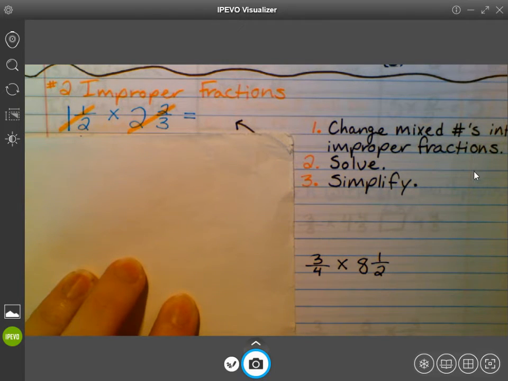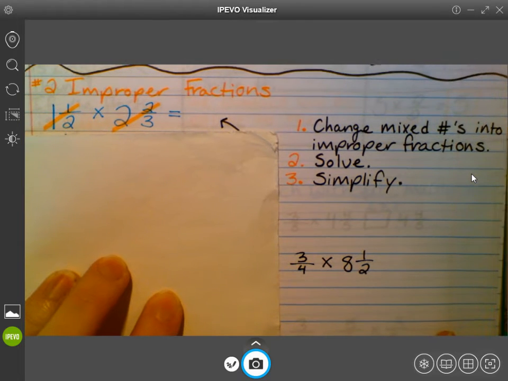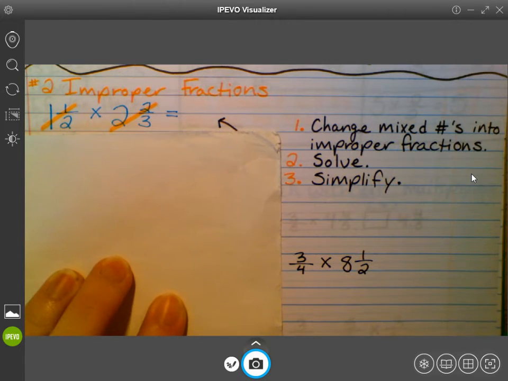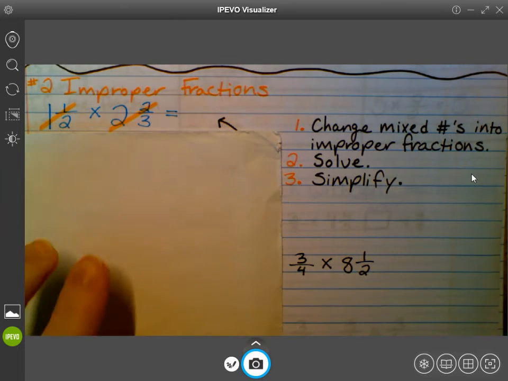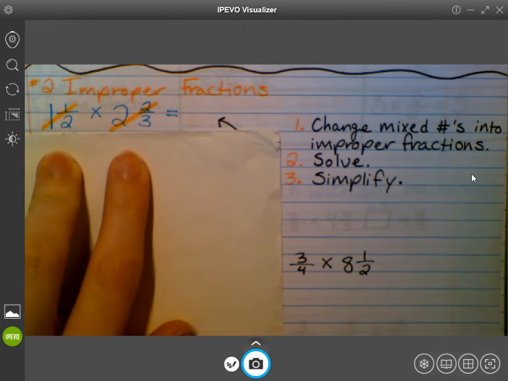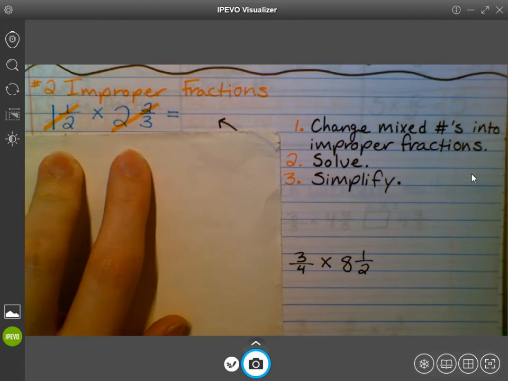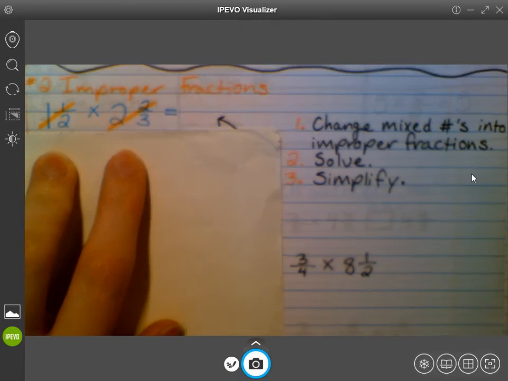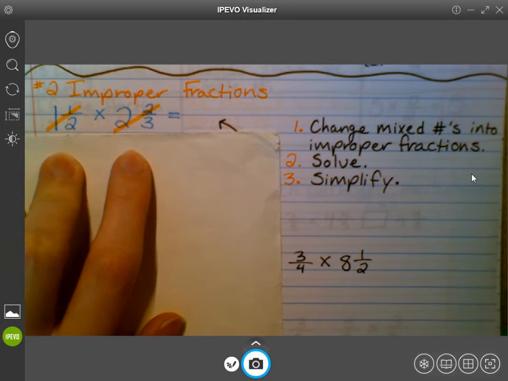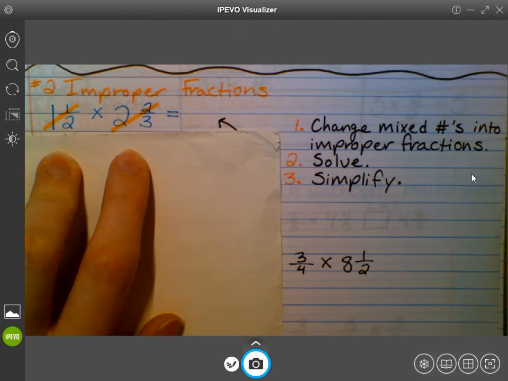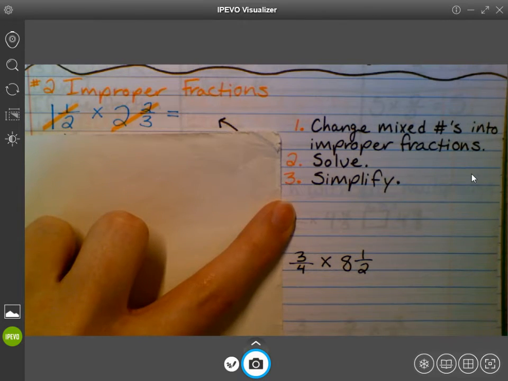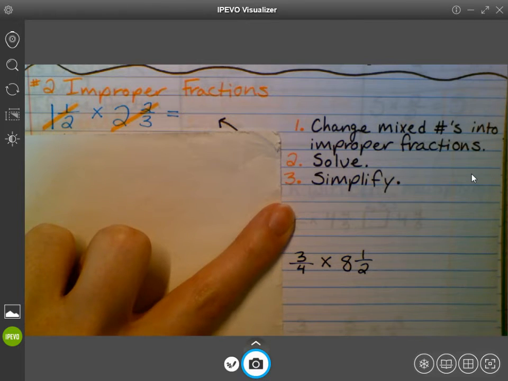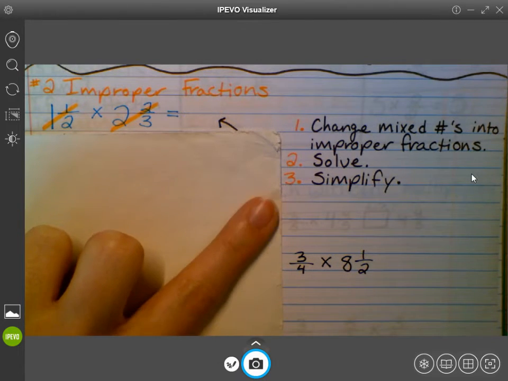So our first step is we need to change the mixed numbers into improper fractions. Then our second step is we solve. So once we change them into improper fractions, then we multiply them just like we do with fractions, because when we turn them into improper fractions, they don't have a whole number anymore. So it's just like multiplying fractions. Then once you multiply and you get that answer, then you simplify if you're able to. As always, there will be times when you don't have to simplify, but sometimes you can.